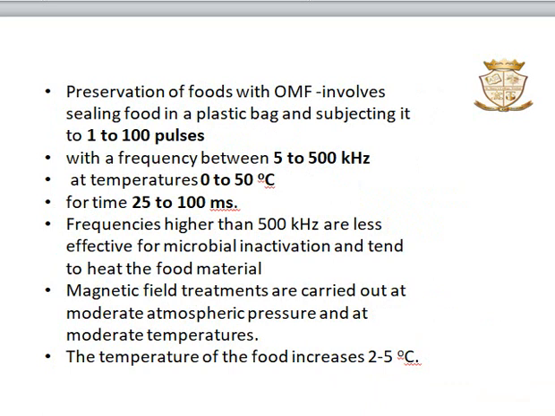First of all, we have to seal the food in a plastic bag and subject it to 1 to 100 pulses with a frequency between 5 to 500 kilohertz, at a temperature of 0 to 50 degrees Celsius, and for a time period of 25 to 100 microseconds. Frequencies higher than 500 kHz are less effective for microbial inactivation and tend to heat the food materials. Also, these treatments can be carried out at moderate atmospheric pressure and moderate temperature. The temperature of the food increases by 2 to 5 degrees Celsius.